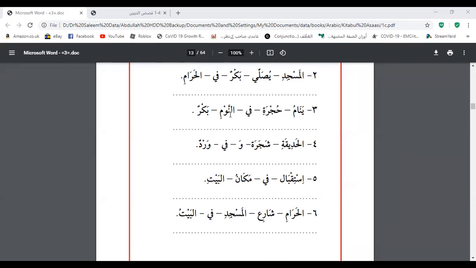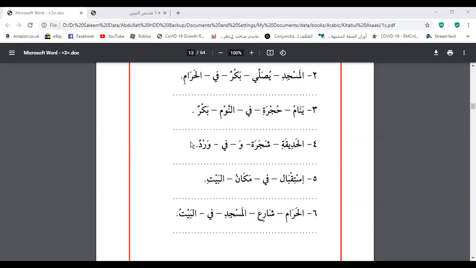Hujra, naum, bakr. Bakr yanamu fi hujratin naum. Bakr sleeps in the sleeping room, room of sleeping. Okay. Al-hadiqa, shajara, wa ward. Ward is flower, rose. Fil hadiqati, in the garden, in the park. Fil hadiqati shajaratun wa wardun. In the garden there are trees and flowers.